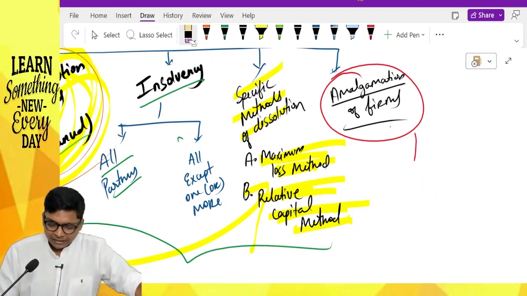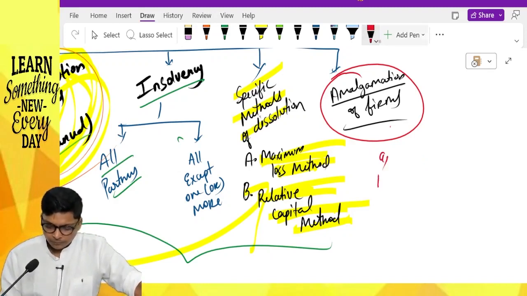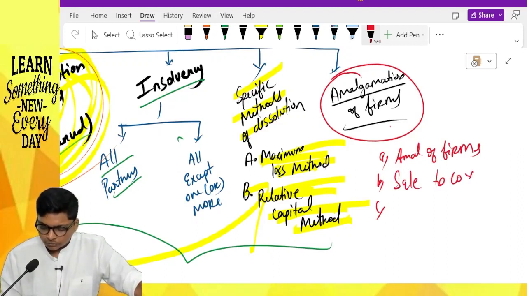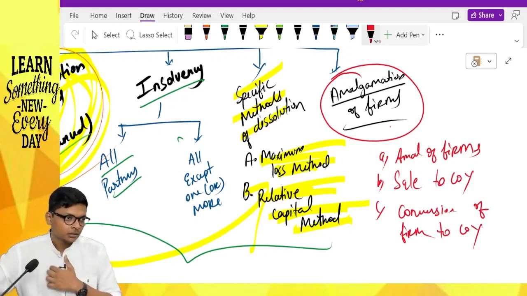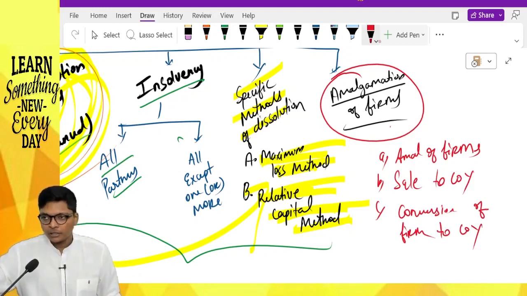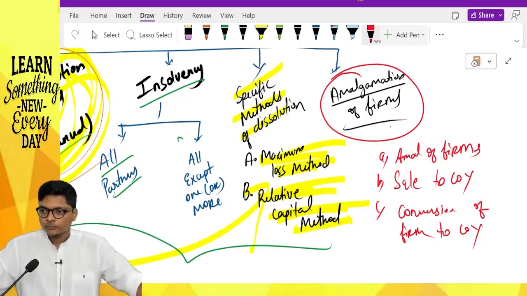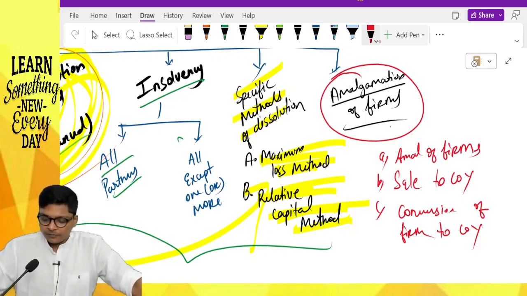Amalgamation of firms. Under that we have some sub points. First you write down amalgamation of firms, then sale to company, conversion of firm to company. Three types of sums majorly, and three types of things: amalgamation of firms, sale to company, conversion of firm to company. Let me just give you a quick difference between these three.